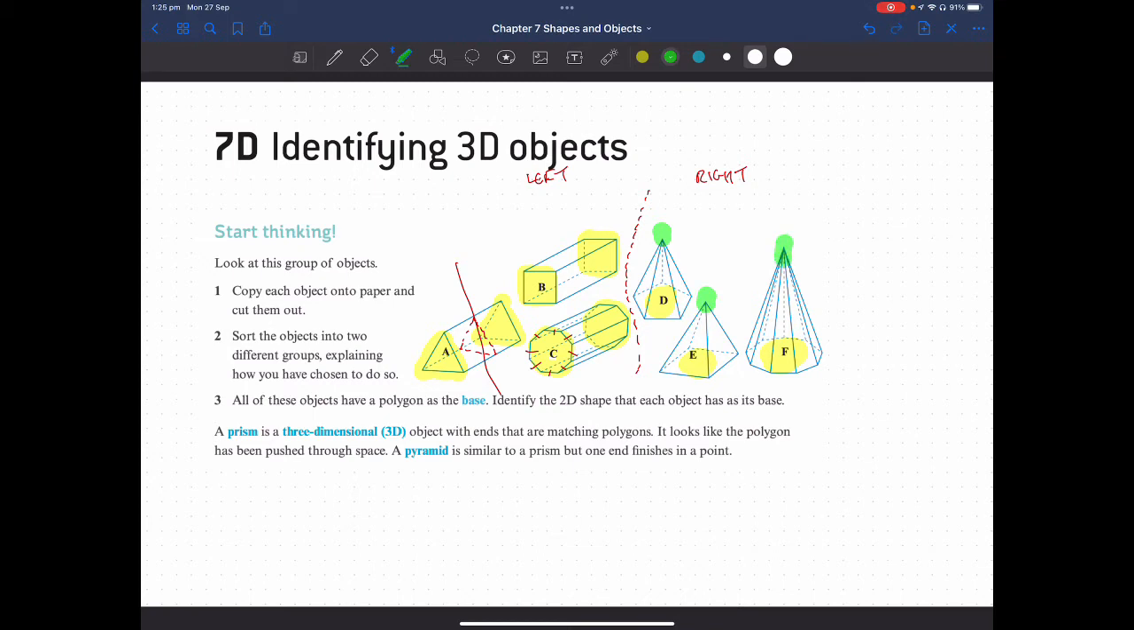A prism is a three-dimensional 3D object with ends that are matching polygons. They are the shapes to the left. A prism has ends of matching polygons. When we have a shape that finishes with the point, then they're the shapes to the right. Those shapes are pyramids.